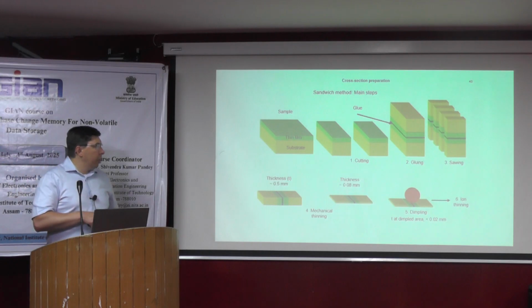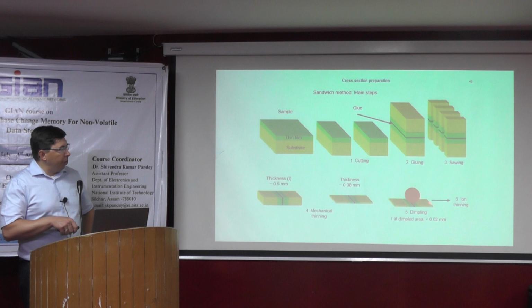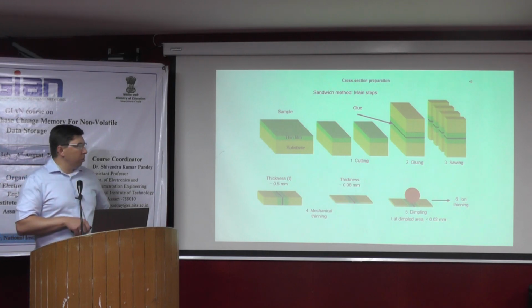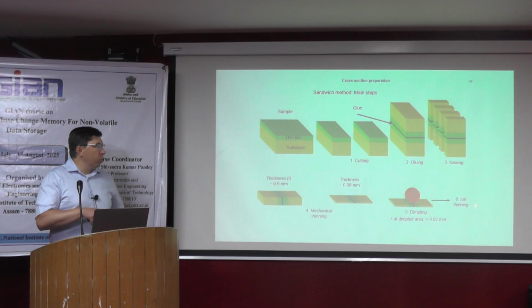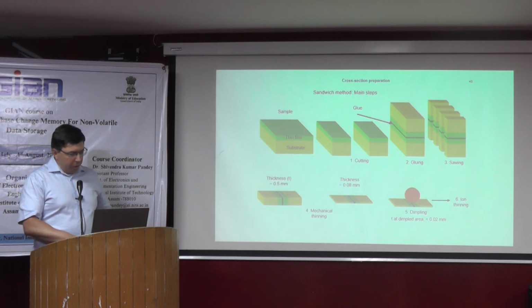And then afterwards you make a dimple. You go to the dimpling system and take away some material mechanically, and so the thickness of the area after dimpling can be reduced to 0.2 or even less. Again, it depends on your skills. And then you go to ion milling and process your specimen.